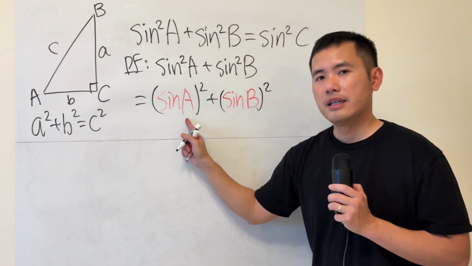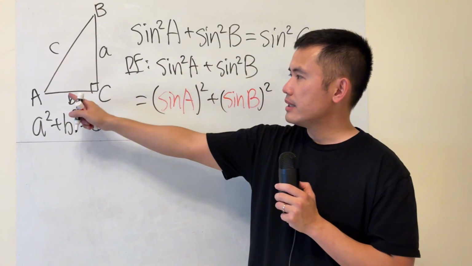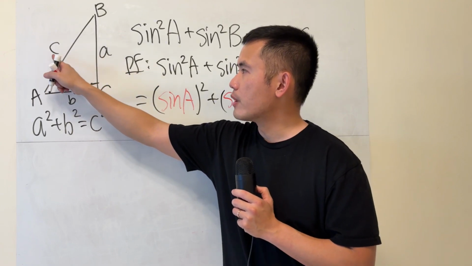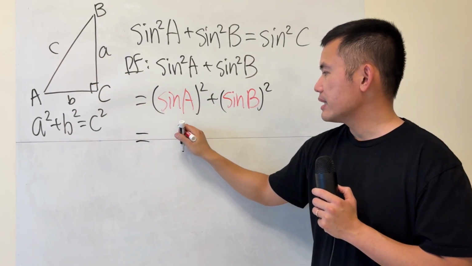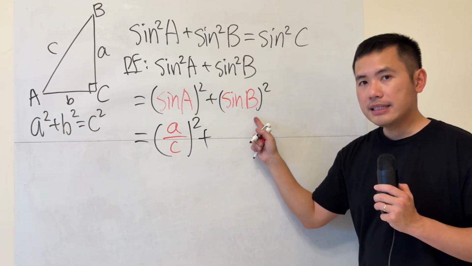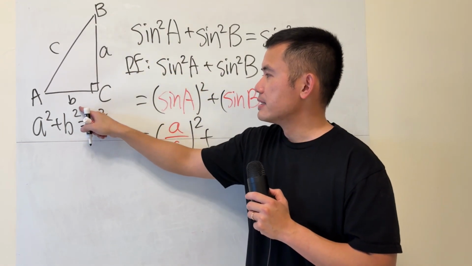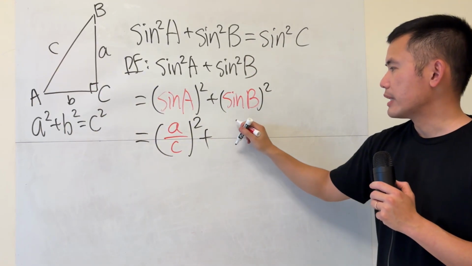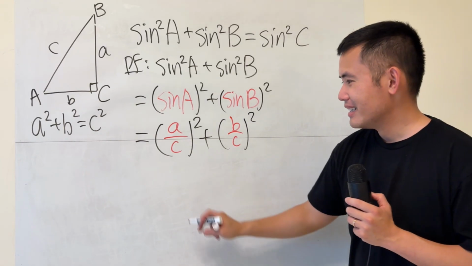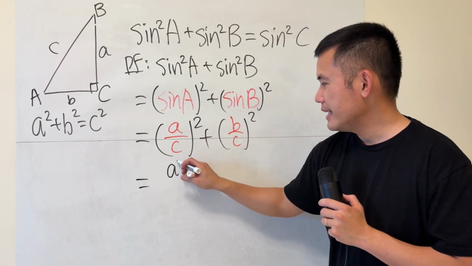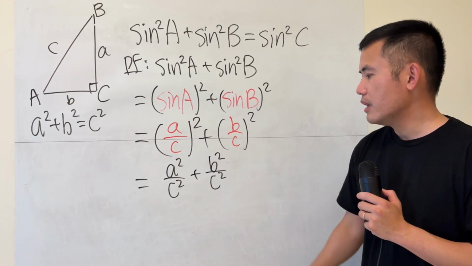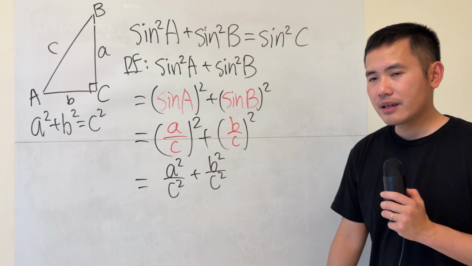Now, what is sine A? Well, look at this picture. A is here, and we just have to do opposite over hypotenuse. So we get A over C, and then square that. Sine B, we do opposite over hypotenuse, so that will be B over C. So far, so good. Now, this right here is just A squared over C squared, and this is just B squared over C squared. And of course, they have the same denominator, which is so nice.